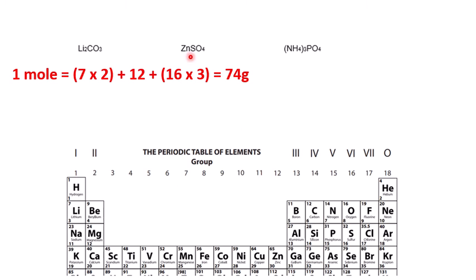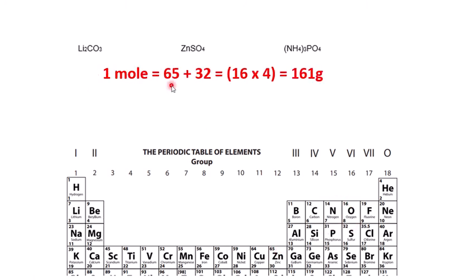Zinc sulfate, ZnSO4: 1 zinc, 1 sulfur, 4 oxygens. So zinc is there, 65, sulfur's here, 32, and oxygen 16. So this time our sum is 65 plus 32 plus 16 times 4, 161.